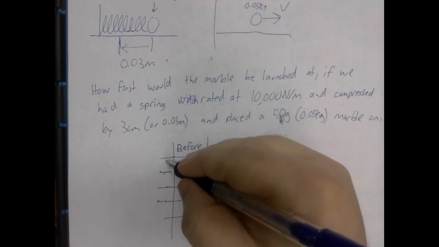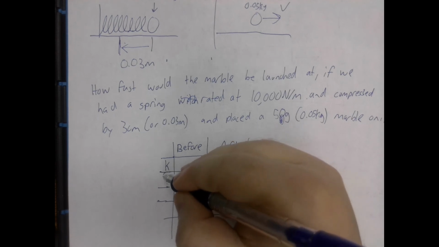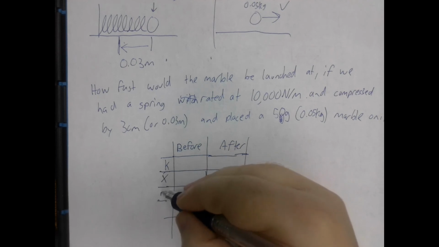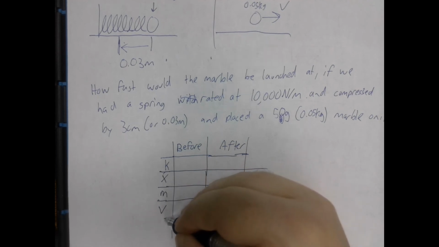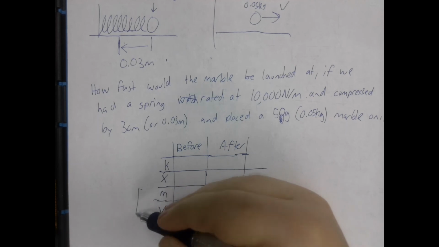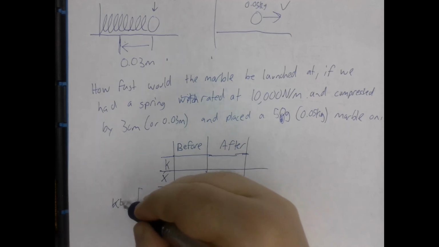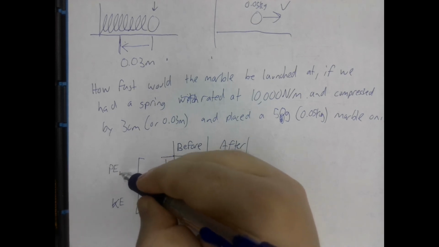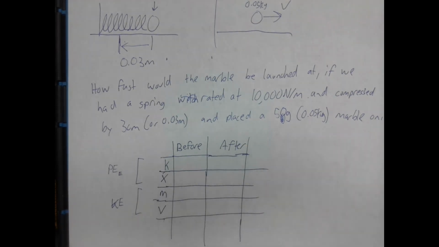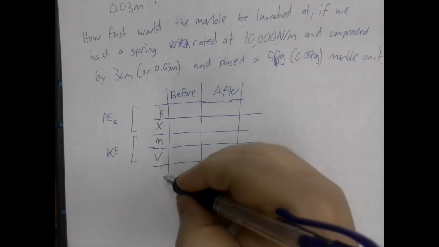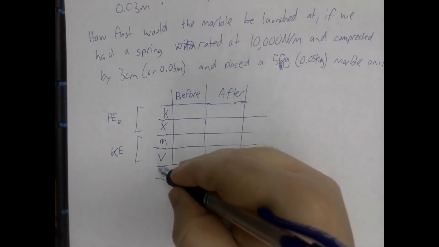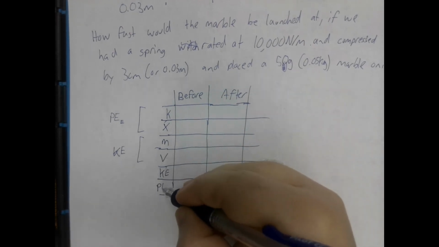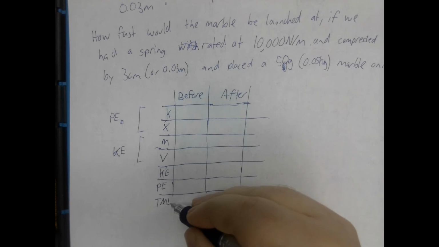Now I'm going to be doing K and X, and then I'm going to have M and V. So these are the variables for kinetic energy. These are the variables for potential elastic energy. Again, I'm not going to make you do this, but I'm just showing you that it can be done. I then have kinetic energy, potential energy, and total mechanical energy.